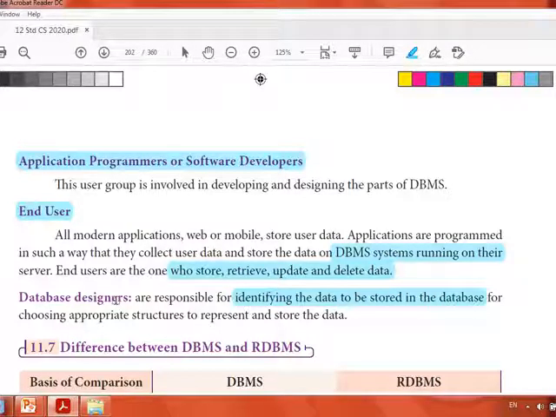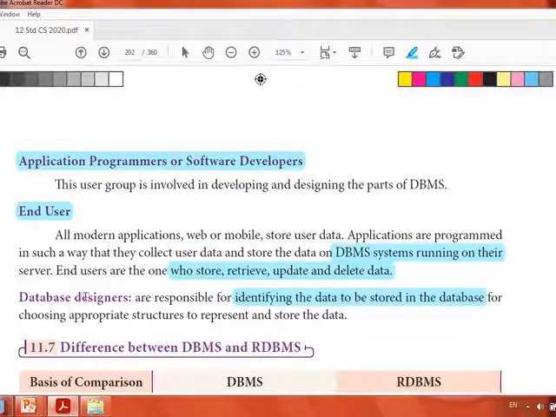Here the database designers will identify the data to be stored. For example, if it is a student report, it means student name, address, identification marks, Aadhaar number, EMIS number, and even we are uploading the photo. Likewise, he is designing all the things.